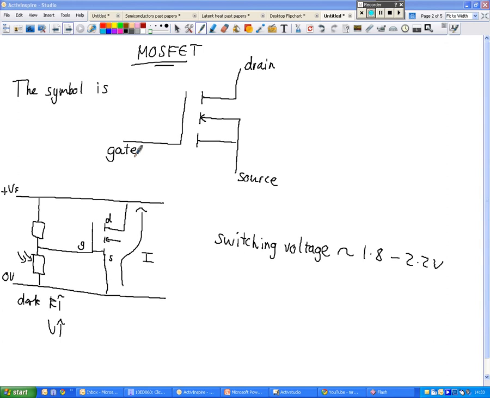The circuit symbol is different as well. Instead of having a basic collector and emitter, you've got a gate, a drain and a source. Switching voltage is usually about 1.8 to 2.2 volts. If you get the required voltage across this gate here, you'll allow current to flow from the source through to the drain. So the gate has to be open to allow electricity to flow through it. The source is the source of the electricity, and the drain is where the electricity comes out.